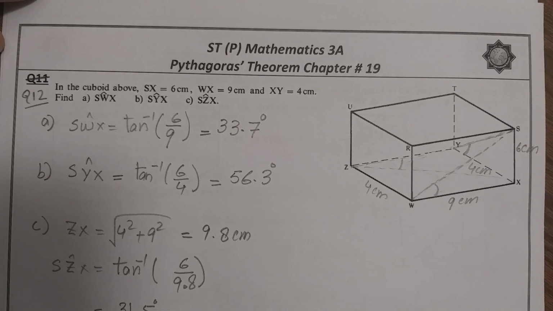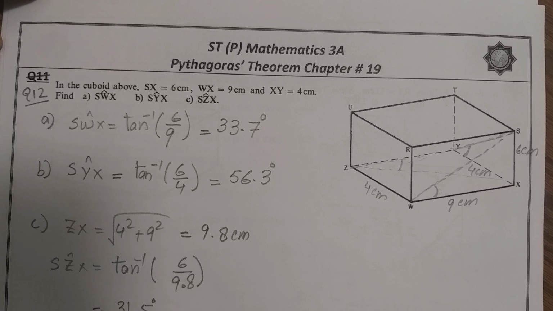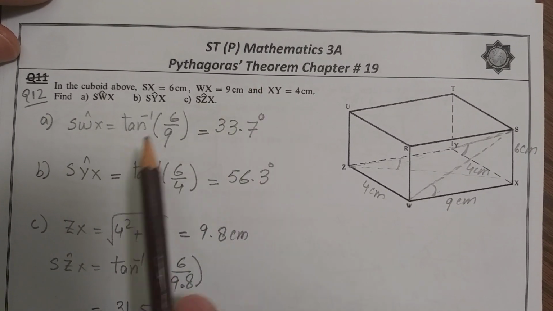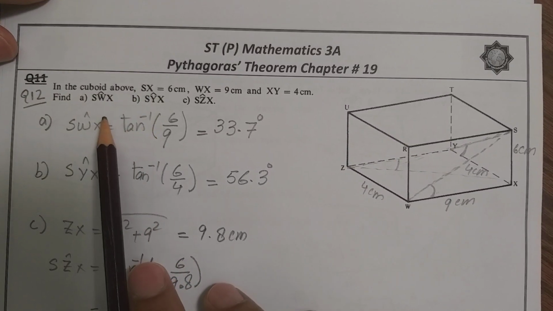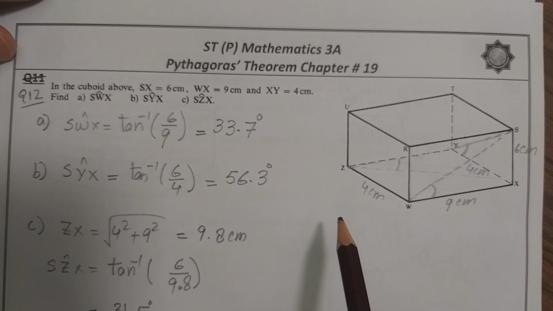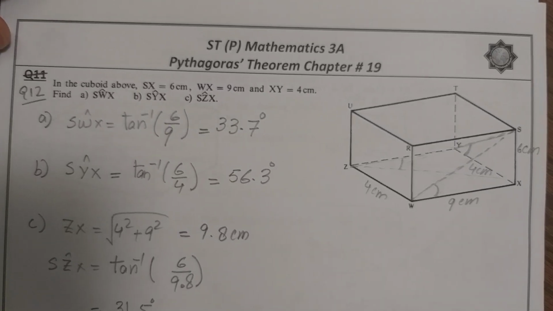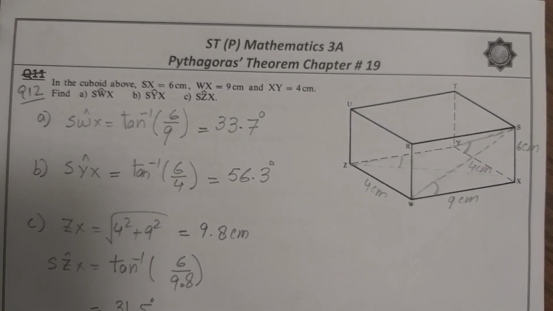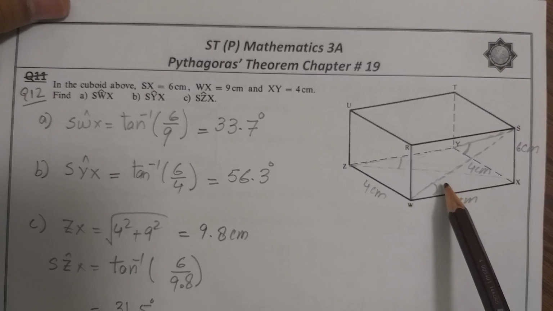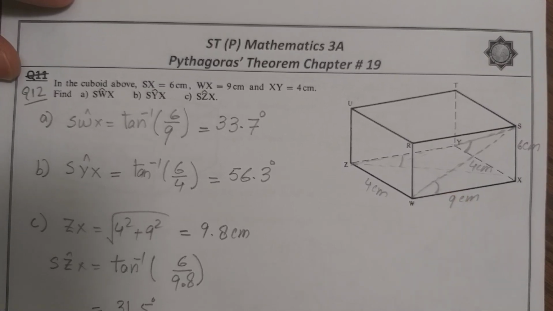Today we are going to continue our topic, which is Pythagoras Theorem, and we need to find some angles or some sides in the given cuboid. In the previous videos, we did a few questions about the cuboid in which we found some side lengths and some angles. So we will continue with it.